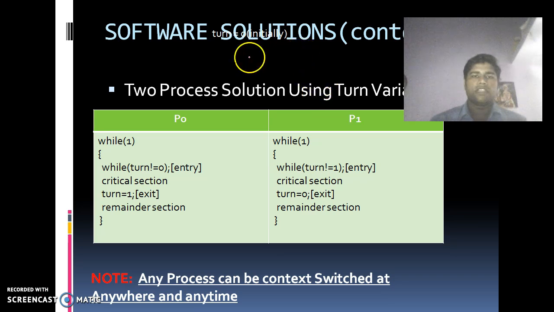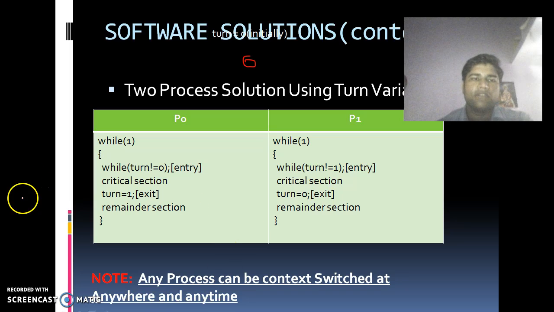Okay, initially turn is 0. One thing you have to note: any process can be context switched at any time and anywhere. This thing must be kept in mind. I am strictly focusing on this thing.